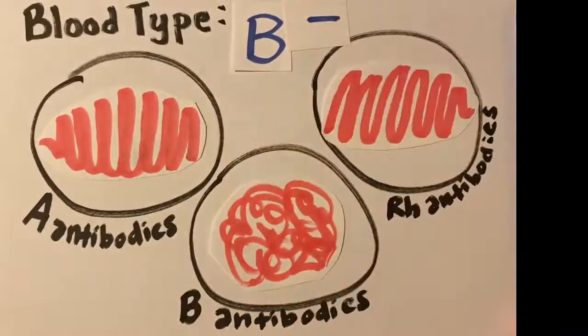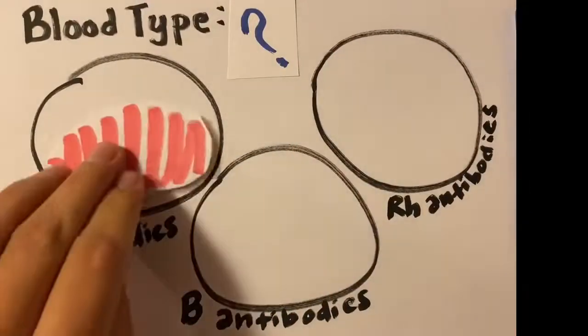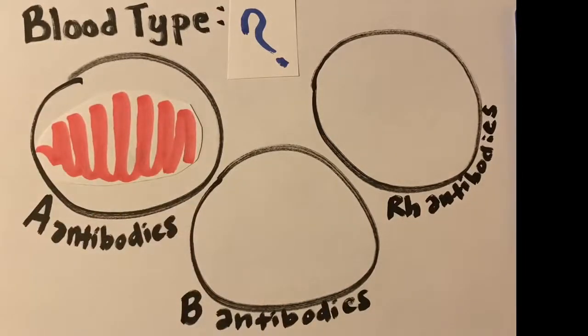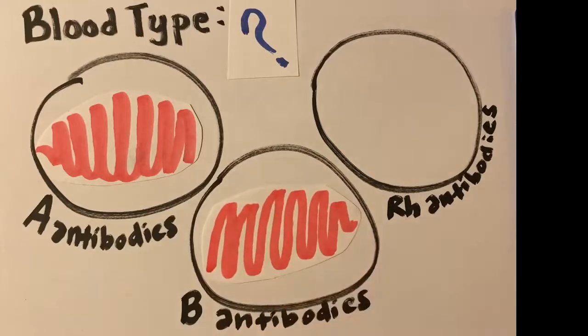Let's try another unknown blood sample. This blood sample does not clump when added to antibody A. It does not clump when added to antibody B, and it does clump when it is added to the antibody for Rh. What type of blood does this person have? Pause now to answer on your own.